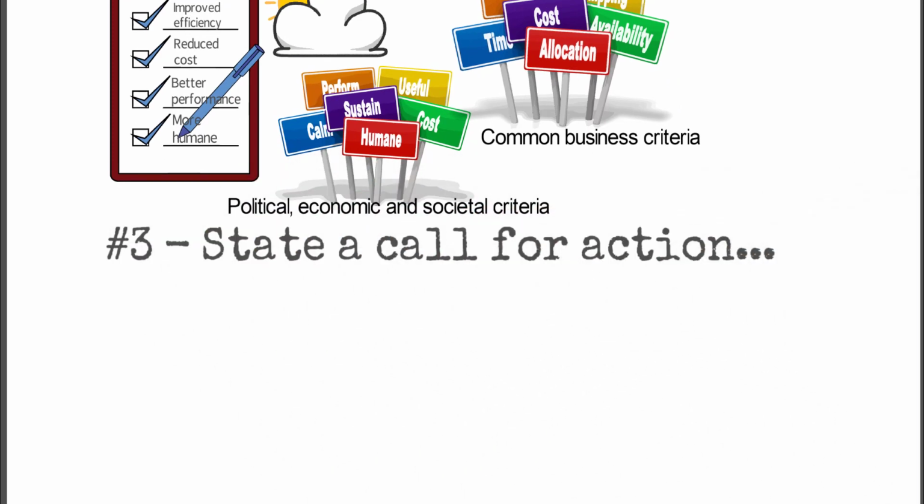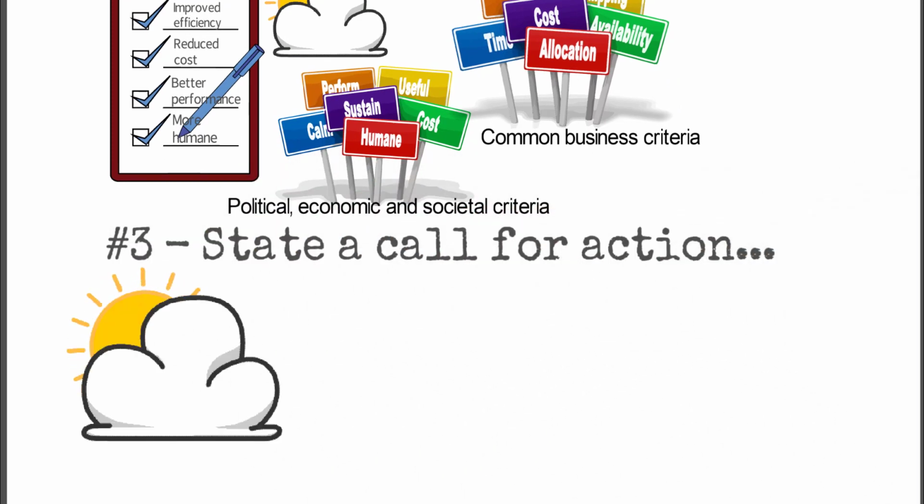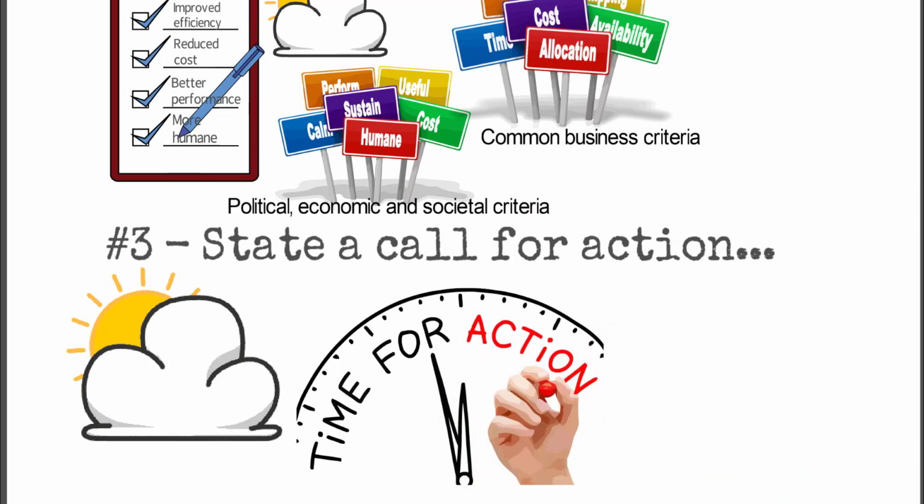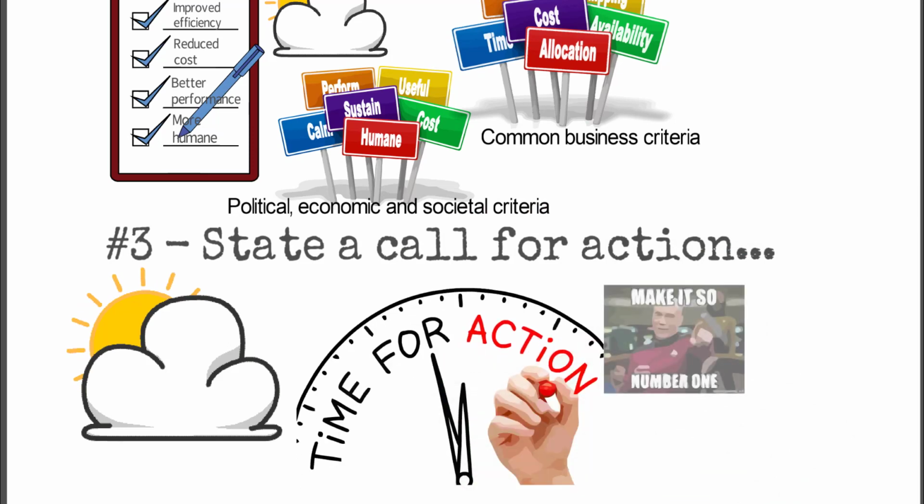And then you have to state a call for action. Basically, you have to say, okay, now let's get the jump on this thing. It's time for us to act, time to make it so, number one. It's time to go out there and make things happen, and that's what we're trying to do. A lot of this was taken from Gallo's book on Steve Jobs' presentation criteria.